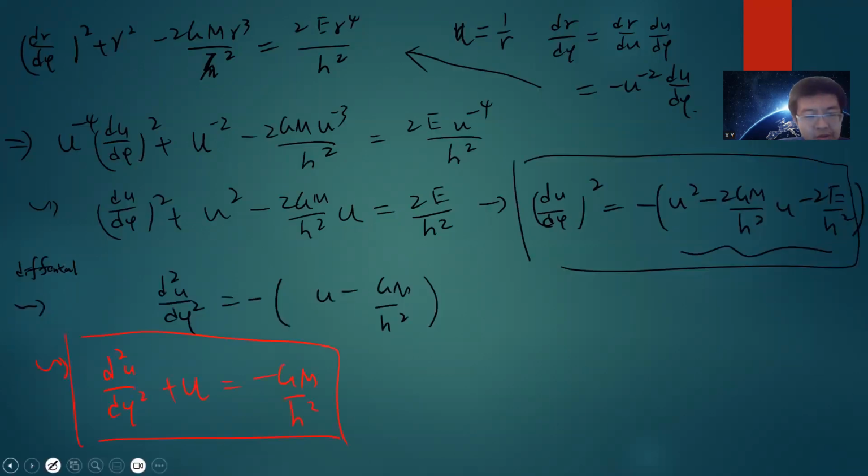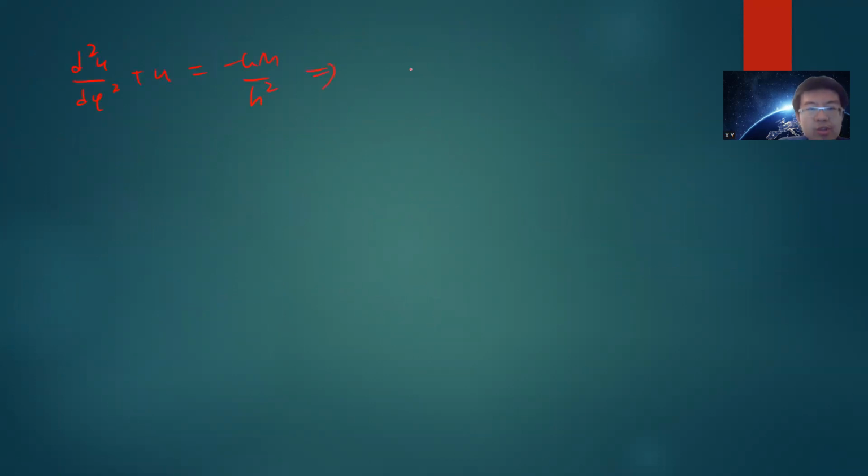Okay, h squared, right? So you can just rewrite it as this: d squared of (u plus GM divided by h squared) over d phi squared plus (u plus GM divided by h squared). Right, so that means this is the second-order differential equation, right? So u plus GM divided by h squared must be a combination of cosine and sine. Okay, so this answer must be, let's say, some constant times cosine of (phi minus phi 0).